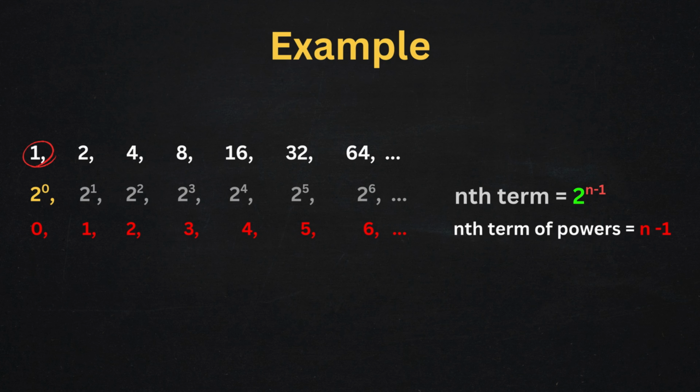Okay, this is how you solve exponential sequence. The base is fixed, and the powers follow a sequence. If you see a number sequence like 2, 4, 8, 16, 32, you know it's exponential. To find the nth term, fix the base, check the power pattern, and apply it.